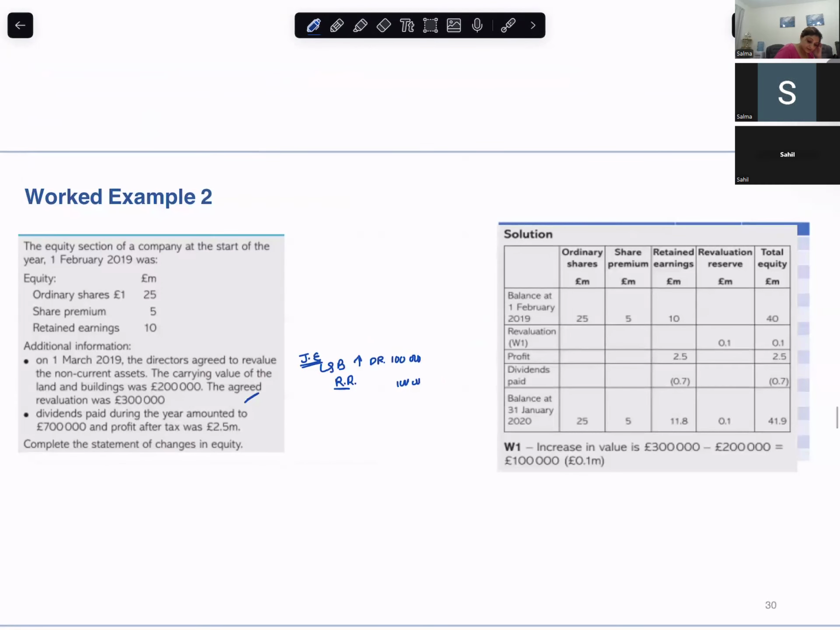Land and building. Okay. So revaluation reserve will be credited by 100,000. Because this is in million, it would be 0.1. Yeah, miss. Now your dividend paid, 700,000. So where will the dividend paid go from? Retained earnings. And the total. Profit for the year will be added where? In the profit section and retained earnings, added to retained earnings and added to the total.